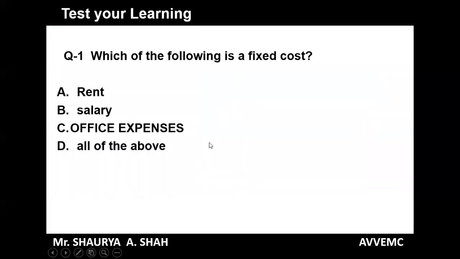Now students, two questions for testing your knowledge. Which of the following is a fixed cost? As you all must be having some idea regarding fixed cost and variable cost. The first is rent, salary, office expense, or all of the above. Think for a while, then I'll show you the answer.